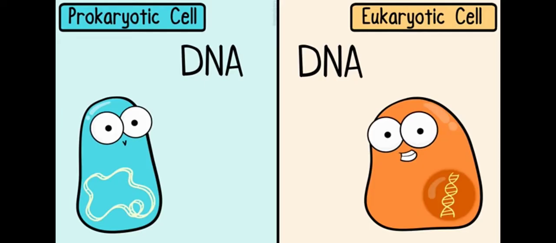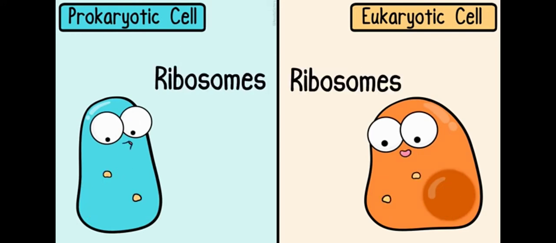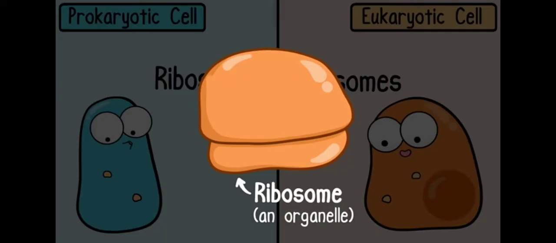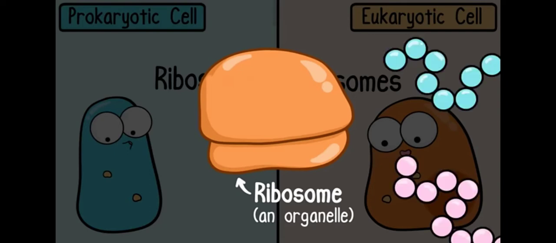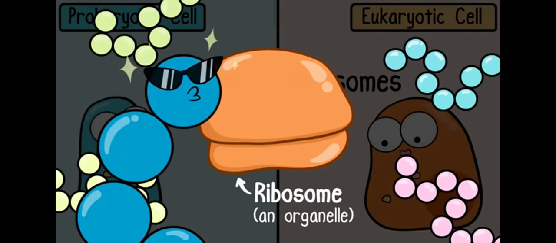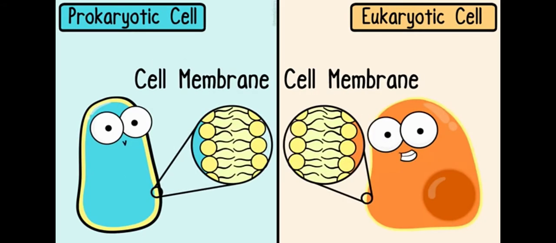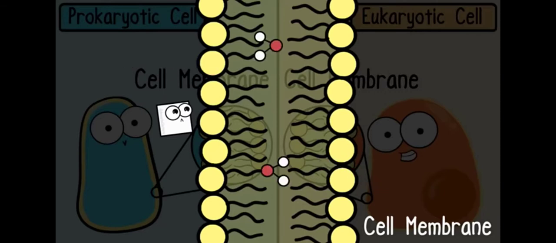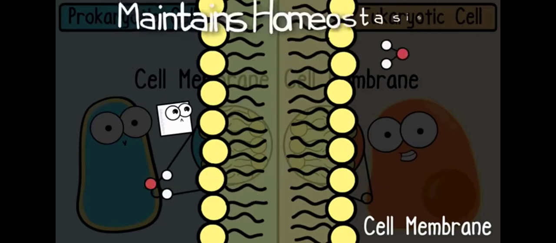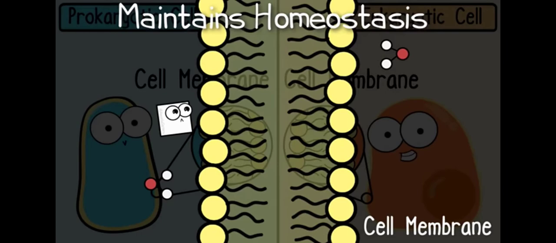Prokaryotic cells and eukaryotic cells do have a lot in common. Both have DNA. That's critical because DNA is the cell's genetic material. Both prokaryotic cells and eukaryotic cells have ribosomes, which are small organelles, an organelle being like a tiny organ. The ribosomes have the important job of making proteins. Gotta make protein. Both cells have cytoplasm, the jelly fluid within cells. Both of them have a cell membrane, also known as a plasma membrane, which is critical because it controls what goes in and out of the cell, and therefore maintaining homeostasis. All cells have a cell membrane.